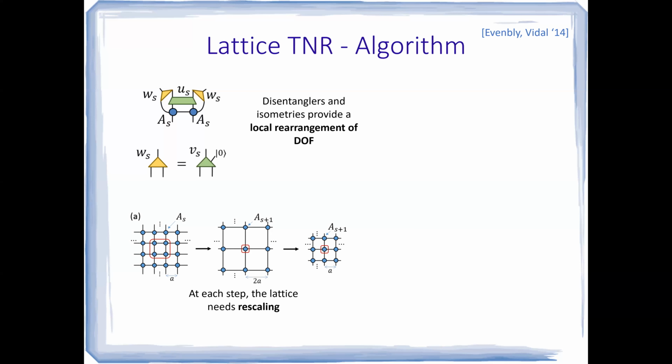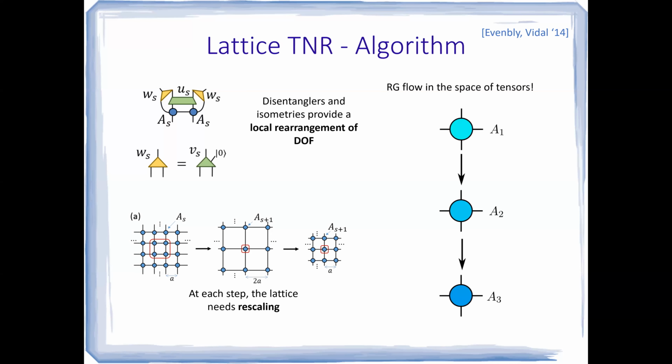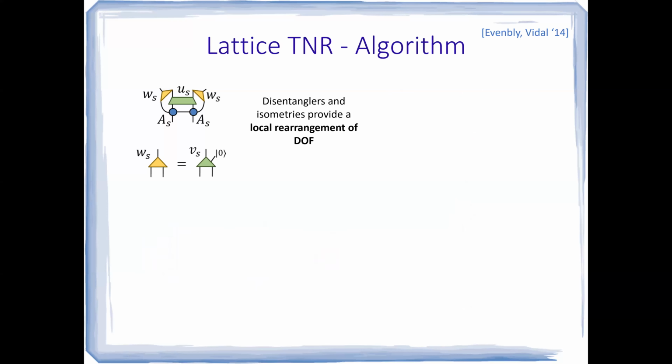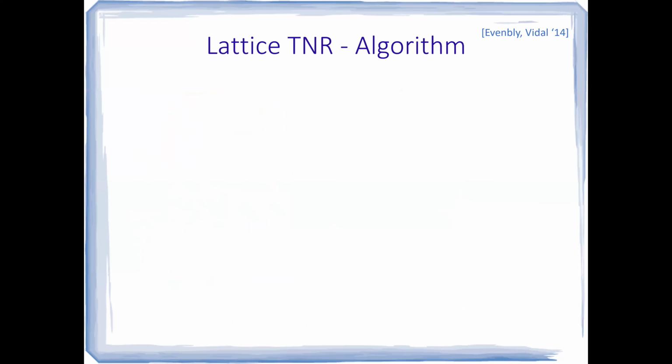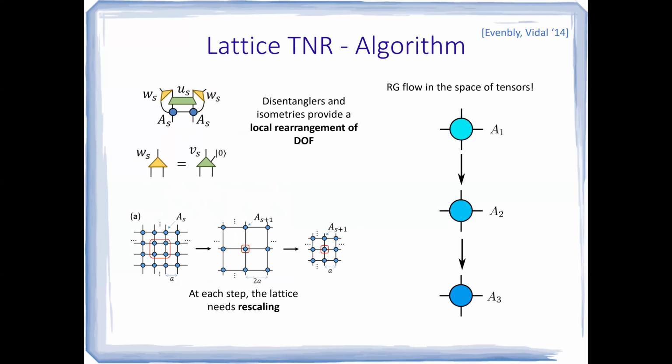So again, if you got lost with the algorithm, the thing to remember is that this algorithm performs a series of operations on the lattice, and it ends up implementing an RG flow in the space of tensors. Before, we had a particular tensor, repeated many times, which contained the information of the theory, the local Boltzmann weights at that scale. After we perform a series of local operations, which include rearrangements of degrees of freedom, we end up with a different tensor, which represents the theory at a higher scale. And that can be iterated, and so on and so forth.